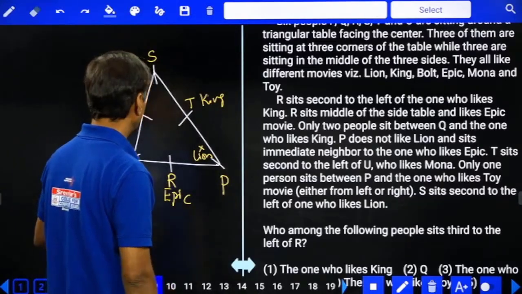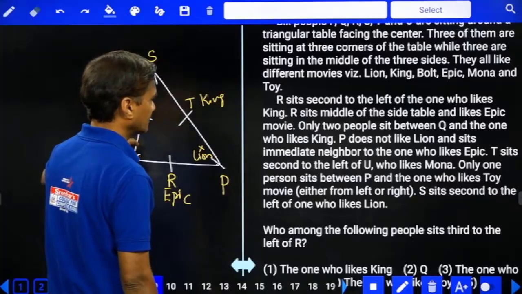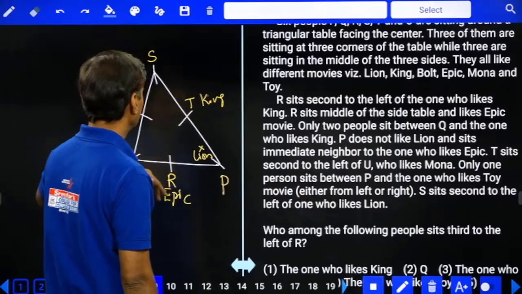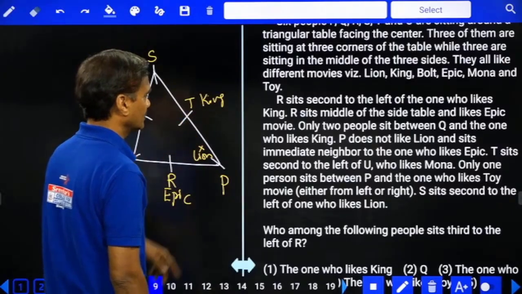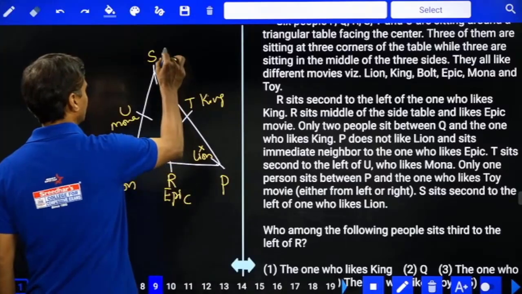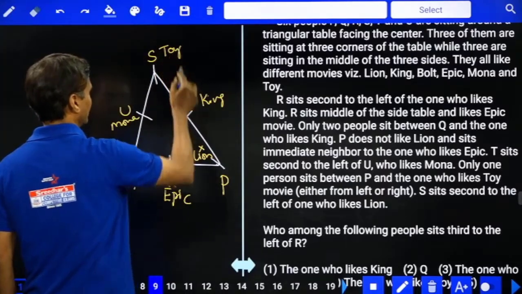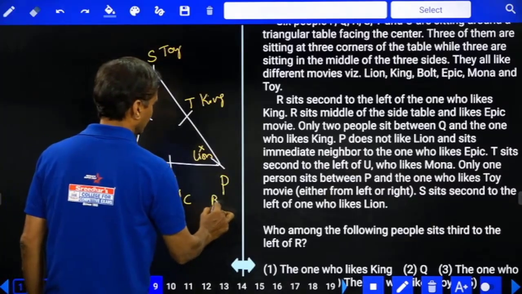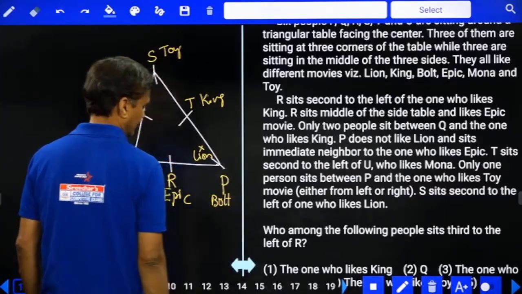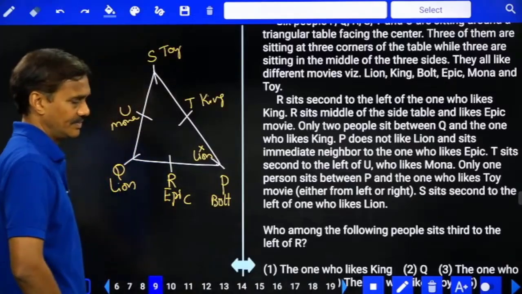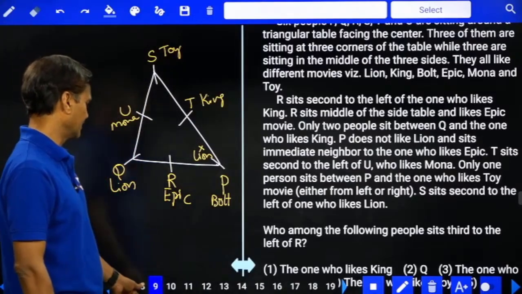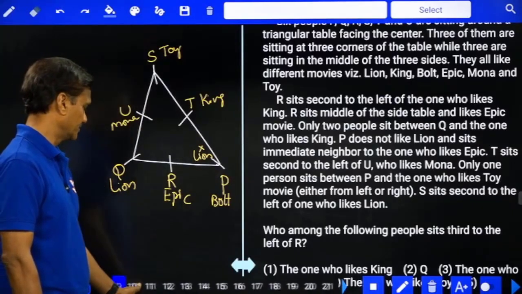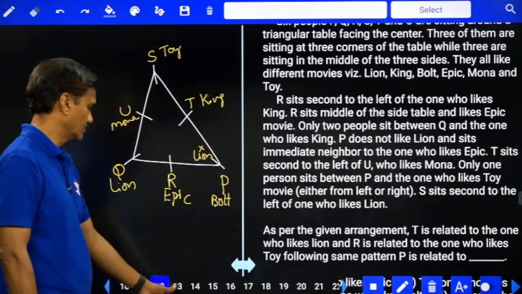Only one person is between P and the one who likes Toy. Now P and the one who likes Toy, there is exactly one, and S must be Toy. If S is Toy, then what is left over here? Only one more is left over, that is Bolt. Now P must like Bolt movie. Clear? And this is also very easy. Now this is not as difficult as we thought. This is from question numbers 9 to 13.